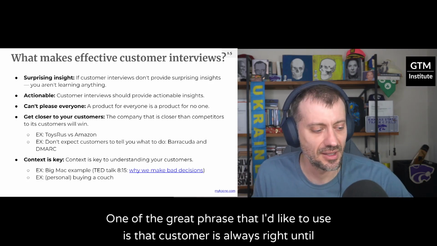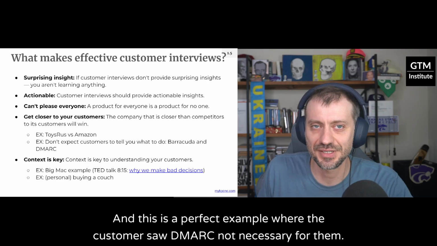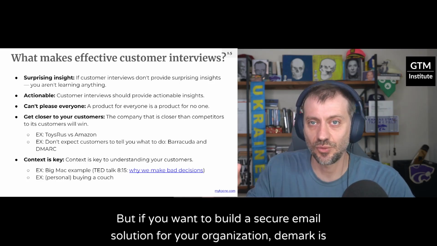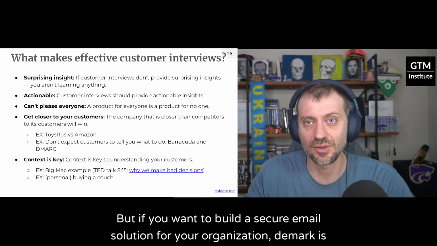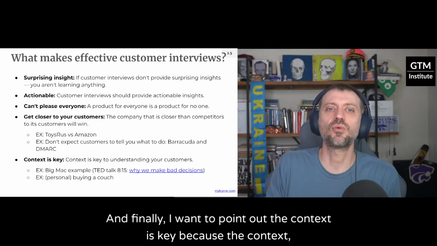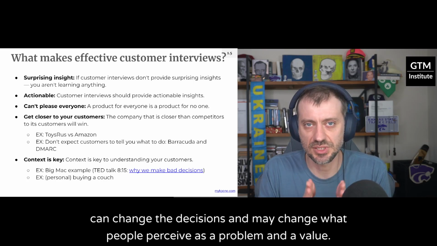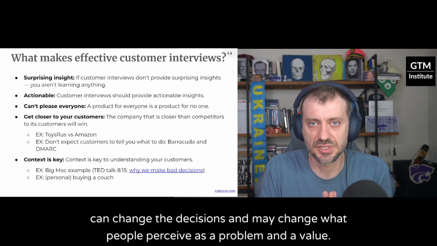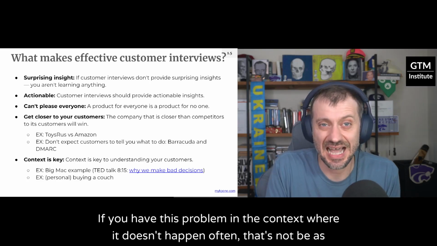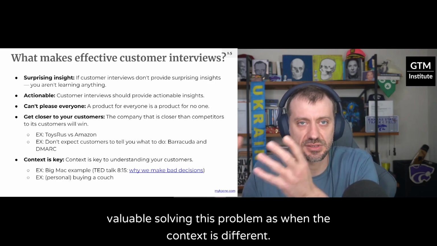One of the great phrases I like to use is that the customer is always right until they're wrong. And this is a perfect example where the customer thought DMARC was not necessary for them, but if you want to build a secure email solution for your organization, DMARC is an important element. And finally, I want to point out that context is key, because context can change decisions and may change what people perceive as a problem and a value. If the problem happens in a context where it doesn't occur often, then solving it is not as valuable as when the context is different.